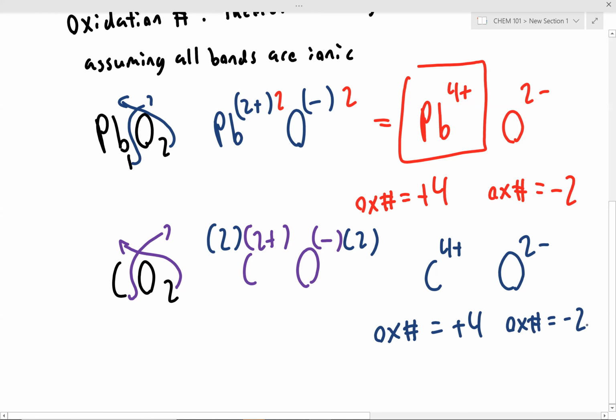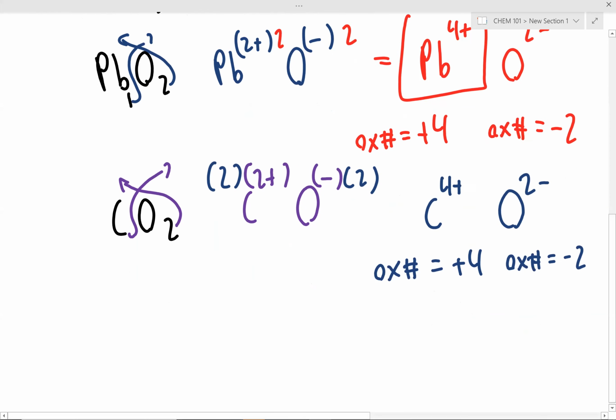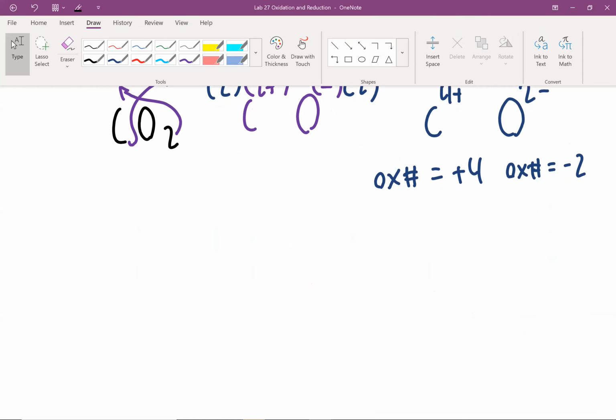Does this idea make sense to everyone? Is everyone comfortable calculating oxidation number or theoretical charge? For ionic compounds, the oxidation number is the same thing as the charge. Okay. So with that established, we now have a sense and we can start to describe chemical reactions.